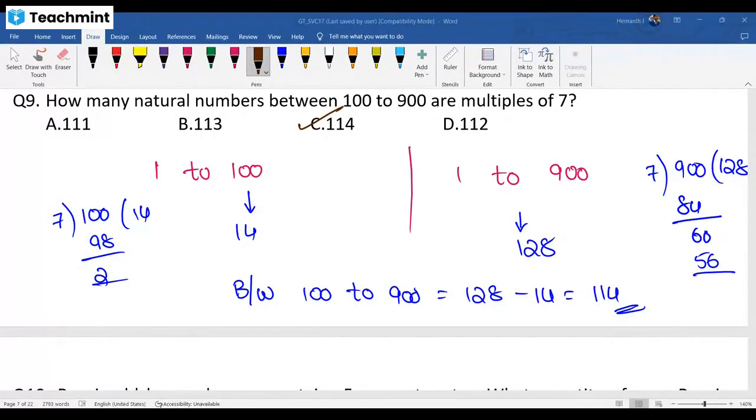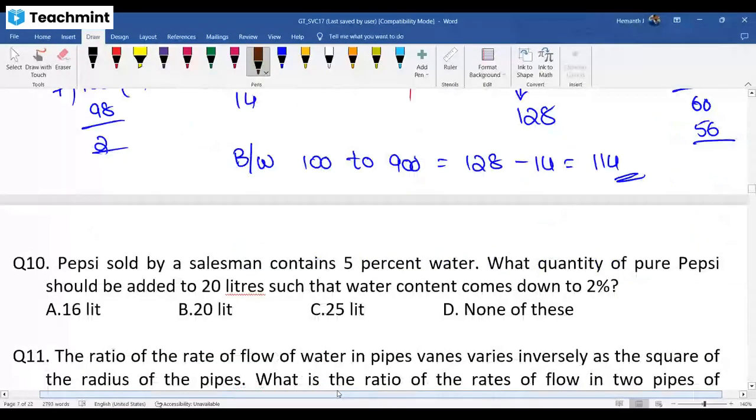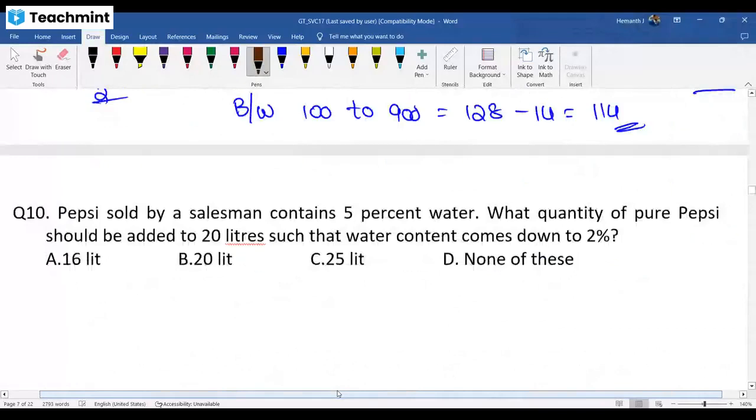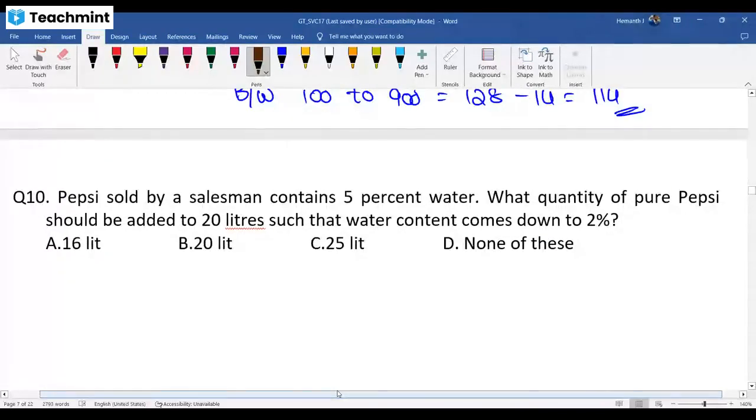Clear? Now see this next one. This is related to percentages. We are trying to recall the concept from mixtures, and time and work, right?